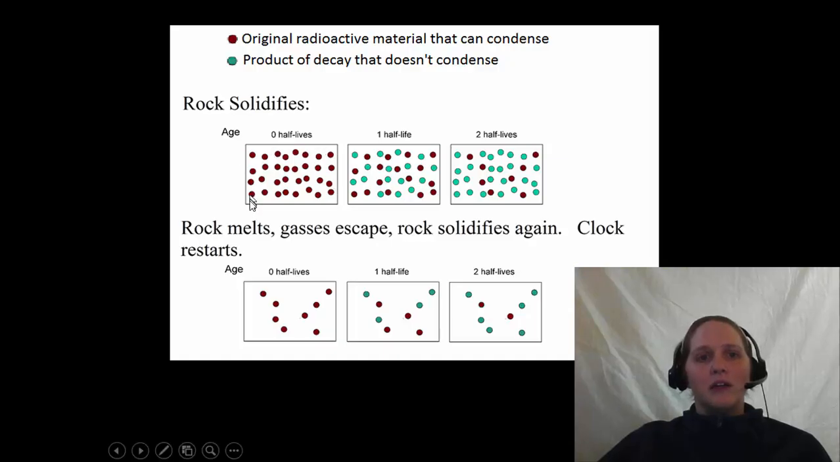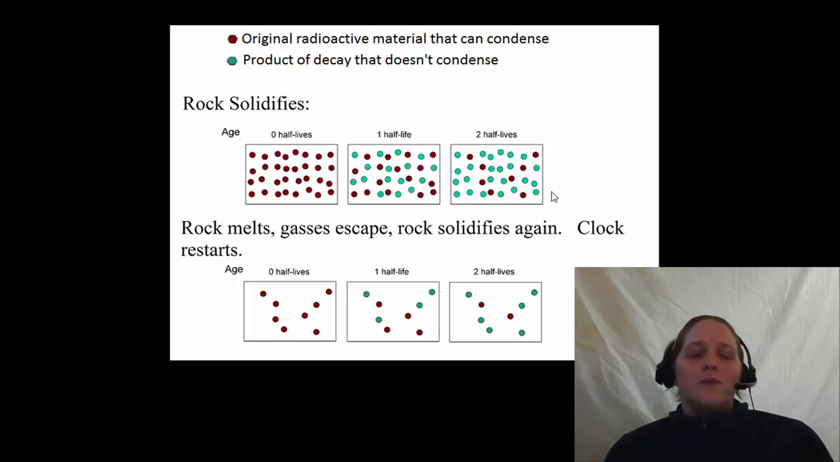While that rock is solid, some of the potassium will change from a red dot to a blue dot. And in this case, potassium would change into argon. So after one half-life, half of the potassium is changed into argon. If you wait another half-life, half of the red dots that were left will change into argon.